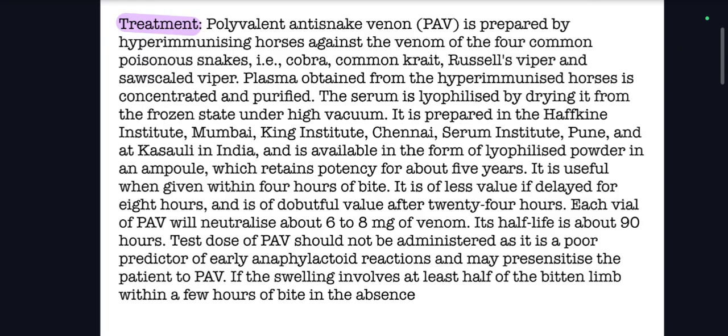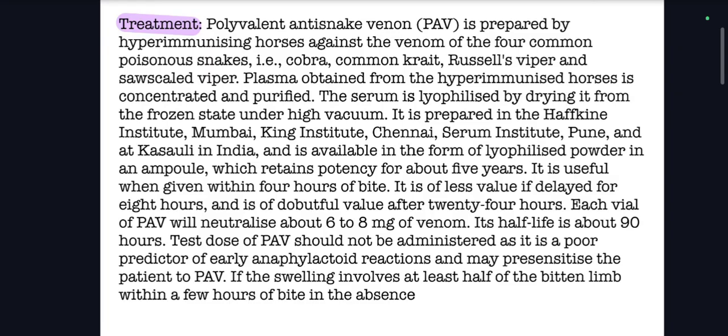It is useful when given within 4 hours of bite. It is of less value if delayed for 8 hours and is of doubtful value after 24 hours. Each vial of PAV will neutralize about 6 to 8 mg of venom. Its half-life is about 90 hours. Test dose of PAV should not be administered as it is a poor predictor of early anaphylactic reactions and may pre-sensitize the patient to PAV.